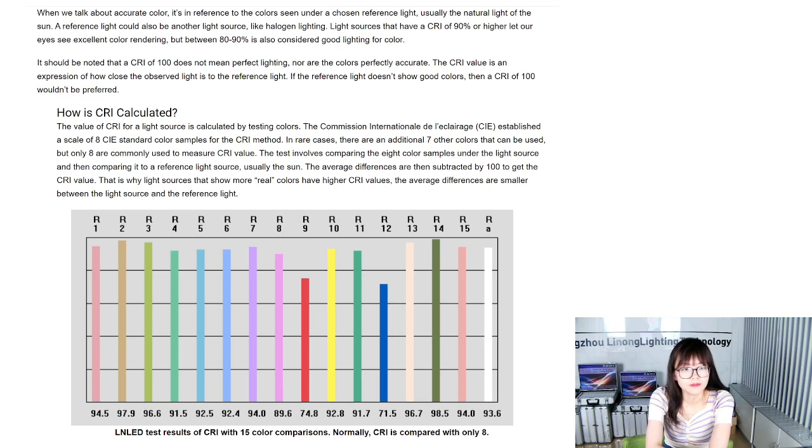Okay. And also I explain here how the CRI is calculated. The value of CRI for a light source is calculated by testing colors. The Commission Internationale de l'Éclairage, shown as CIE, established a scale of 8 CIE standard color samples for the CRI method. So see here.